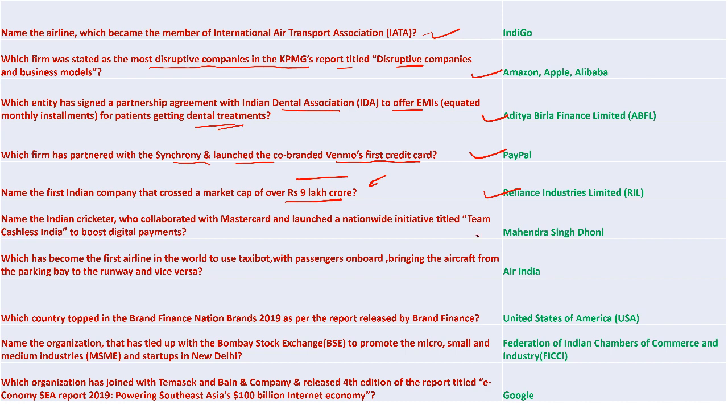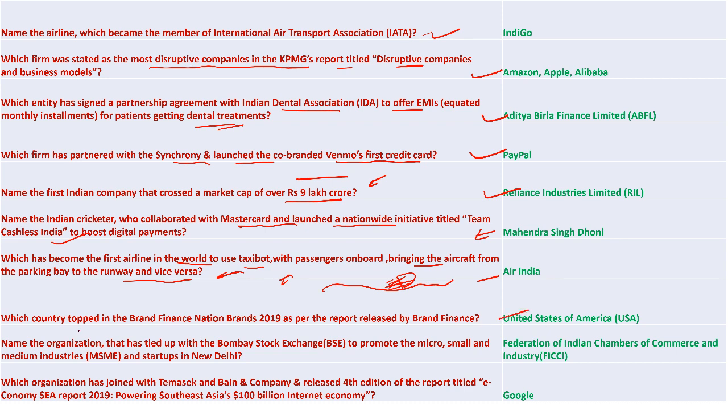In the latest news, Mahendra Singh Dhoni, the ambassador, collaborated with MasterCard and launched nationwide initiative called Team Cashless India to boost digital payment. Air India has become the first airline in the world to use TaxiBot with passengers on board, bringing aircraft from parking bay to the runway and vice versa. The fuel which is there in your aeroplanes is actually too much to be used for taxiing the flight.